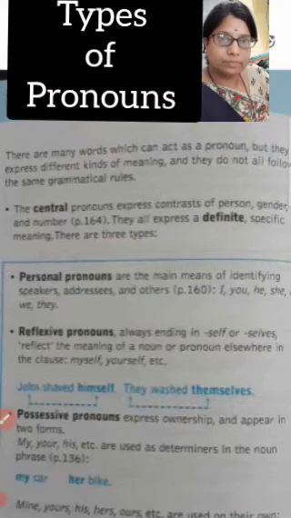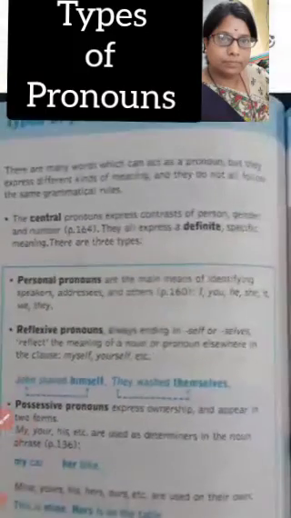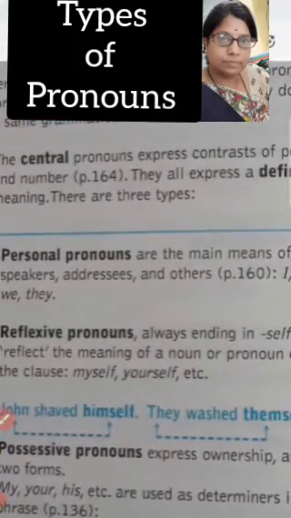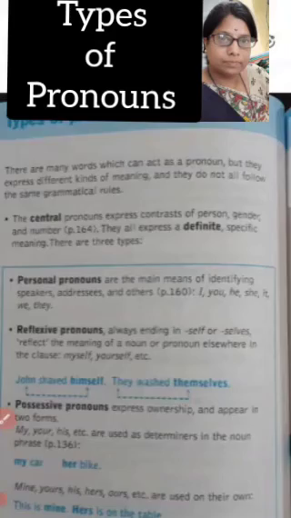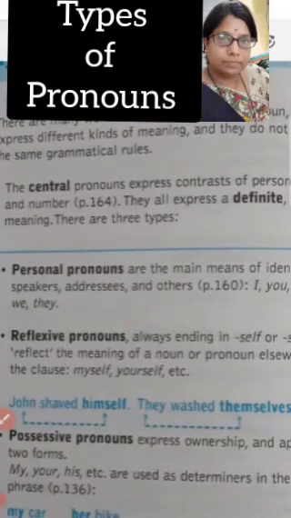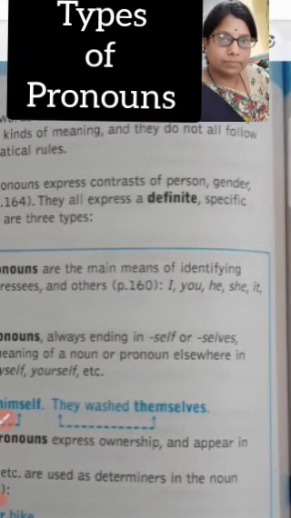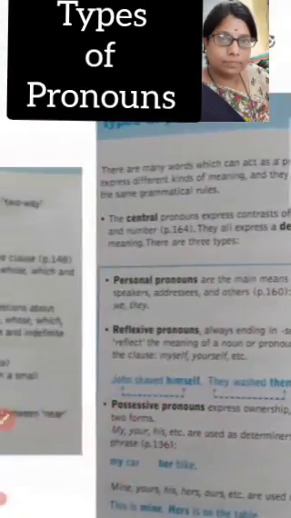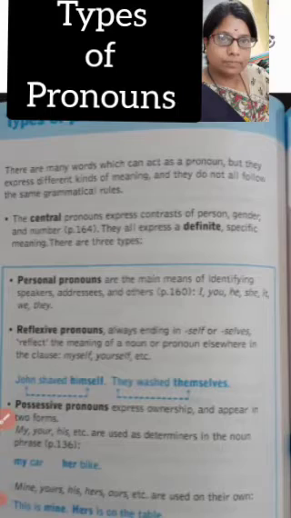For example, John shaved himself. So himself reflects John, which is present in the same clause at some other place. They washed themselves. So themselves is the reflexive pronoun. So such pronouns ending with -self and -selves are known as the reflexive pronouns.